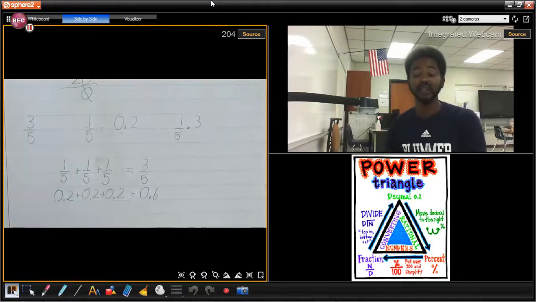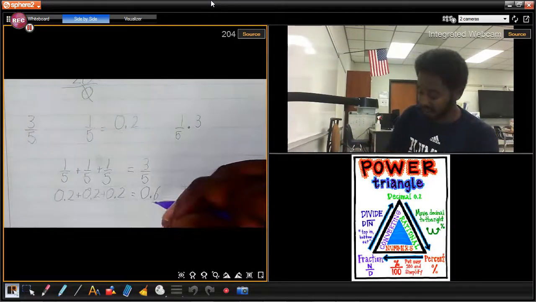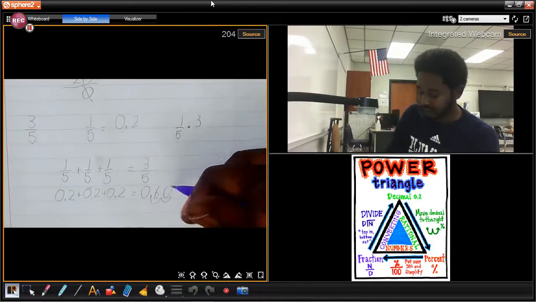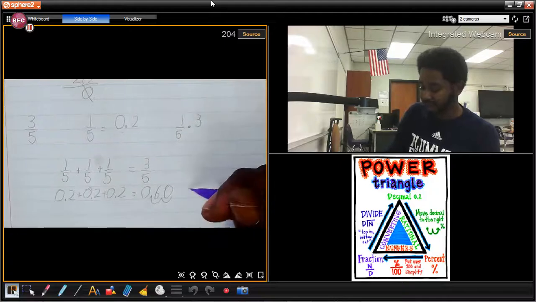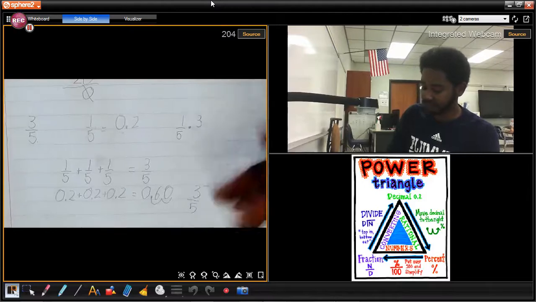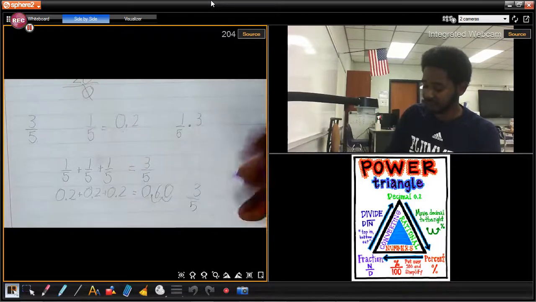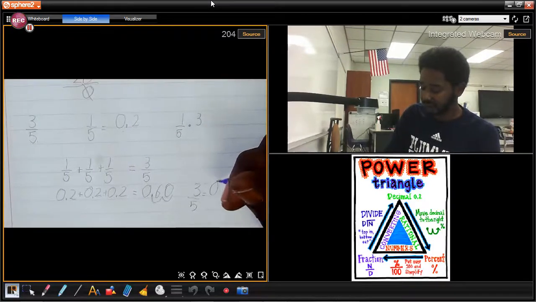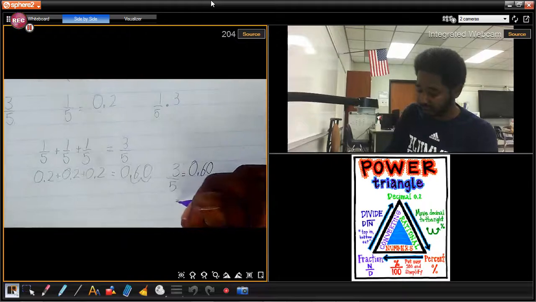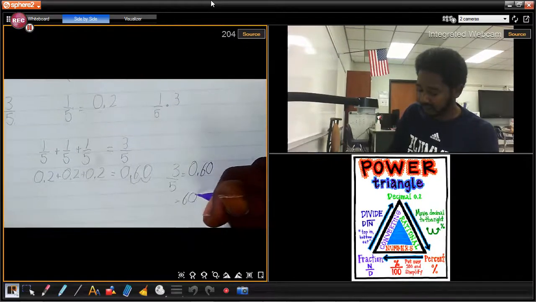But we have to move the decimal point 2 places to the right. So that means we have 1, 2, and we have to add a placeholder 0. So that means 3/5 would equal 0.60, or 60 hundredths, which would equal 60%.